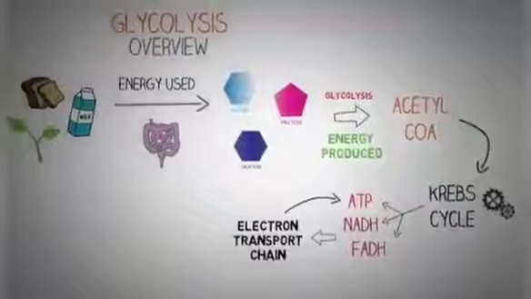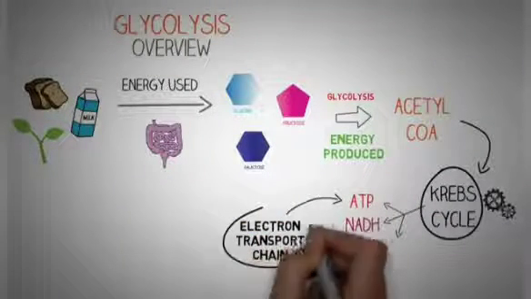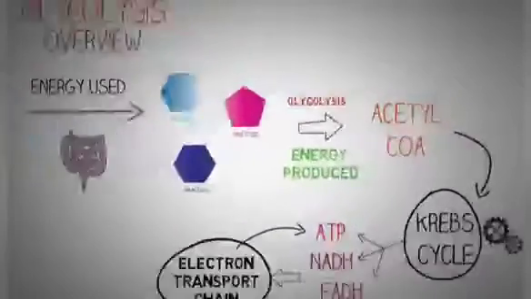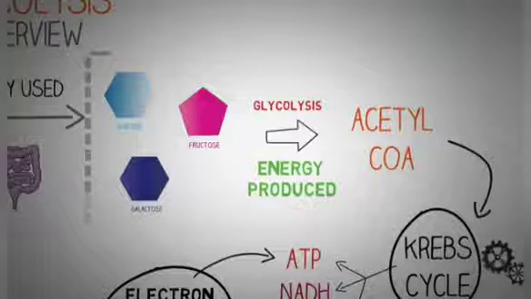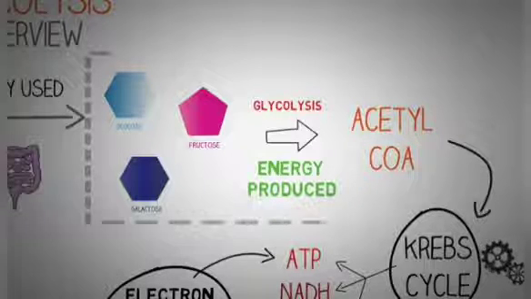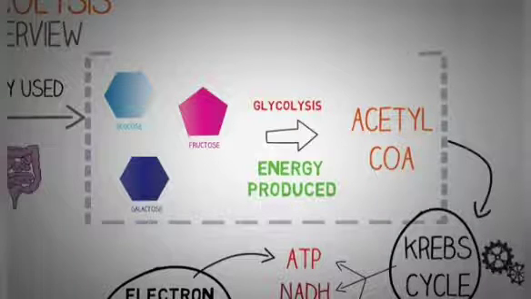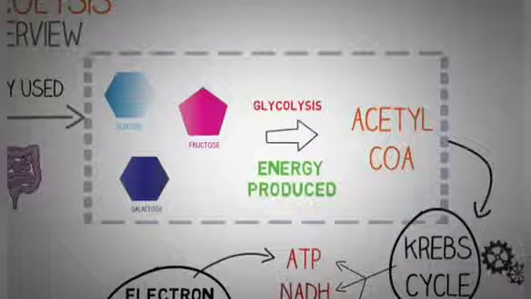You can check out the videos on Krebs cycle and electron transport chain on our channel to learn more details about them. In this video, we will look at the first phase of carbohydrate metabolism, that is glycolysis, in which glucose, galactose and fructose are converted into pyruvate and then to acetyl-CoA through a series of 10 reactions, and how these reactions produce energy.